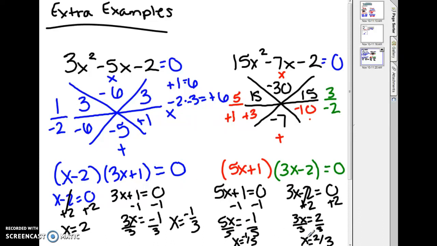So if you were to check this in the calculator, it would cross at decimal points. It would not cross at whole numbers. So again, to check it, you plug in 15x squared minus 7x minus 2 as y equals, graph it, and try to get as close to where it crosses the x-axis and see if it matches what these fractions would be in decimal form. Okay, hopefully that helps out.